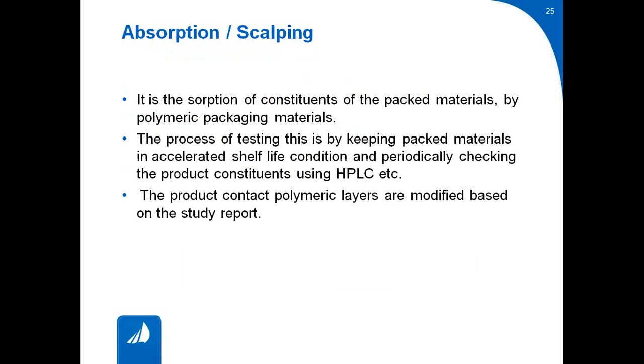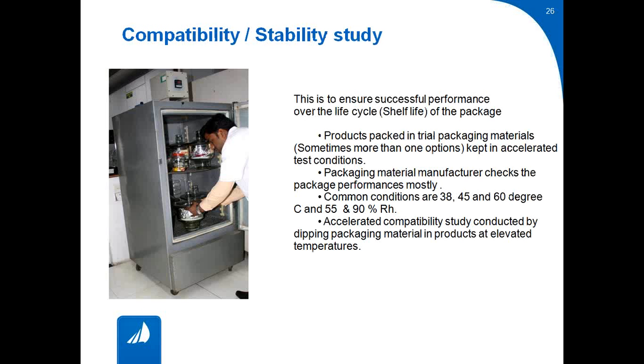Absorption and scalping, as I explained, is basically absorption of something from the product into the packaging material. What we do is that we keep the material packed in a little accelerated condition, that is a little higher temperature, and then we keep on testing this material, normally by HPLC, to see how much of that identified component is getting absorbed into the packaging material. If the absorption is high, then we change the contact material with a different material, whether the absorption goes down.